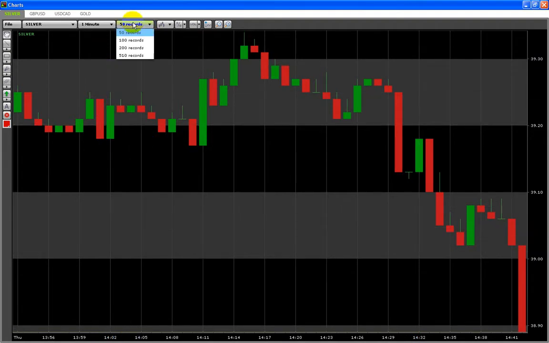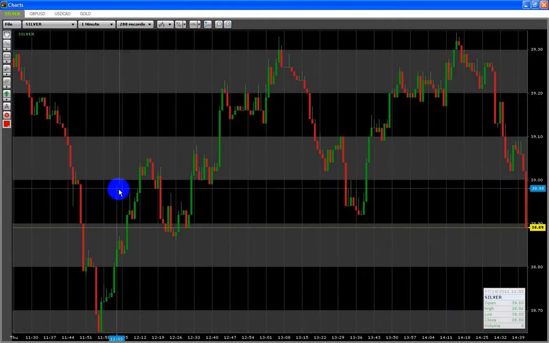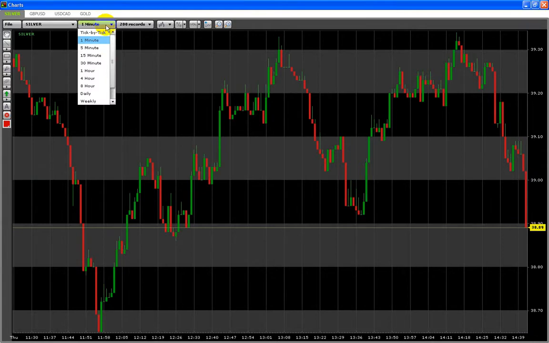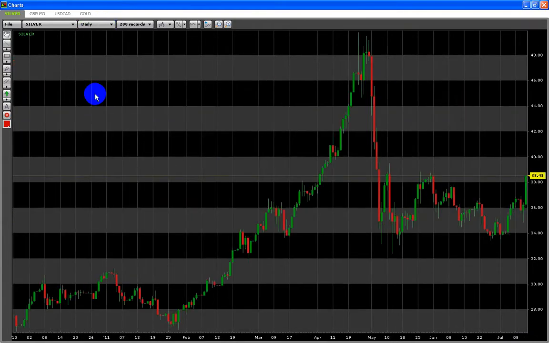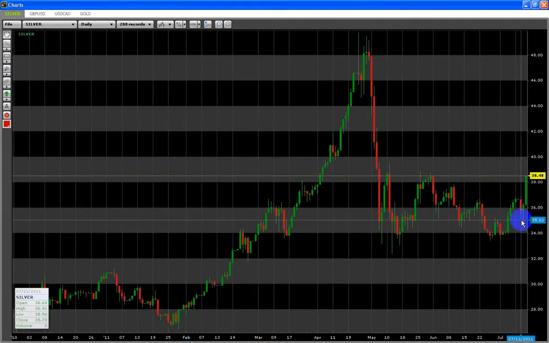We can also change the amount of records that we want to see. So if we change it to 200, that means that we're looking at the past 200 minutes on the price of silver. Or if we want to see a larger period, we can tell the overall trend in the market. Now we change it to daily, and that means that we're looking at the past 200 days in the price of silver.